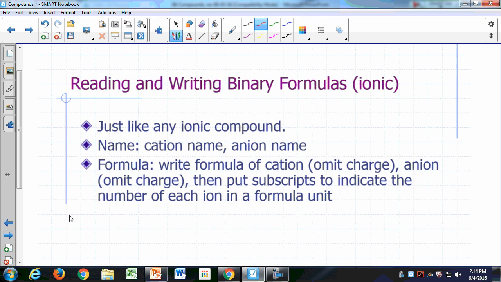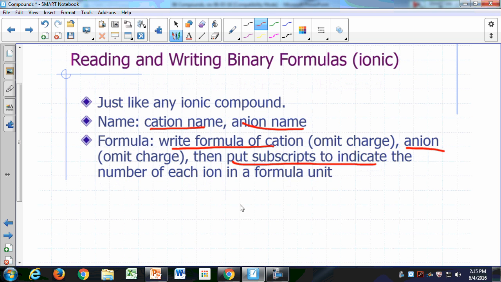So, how do you read and write binary formulas? Well, if it's ionic, you do it just like any ionic compound. If you're given the formula and asked for the name, identify the cation, say the name of the cation, and then say the name of the anion. If you're given the name and asked to write the formula, you write the formula of the cation, omitting the charge, you write the formula of the anion, omitting the charge, and then you add subscripts to indicate how many of each you have in a formula unit. So it's kind of simple. We've talked about that already.